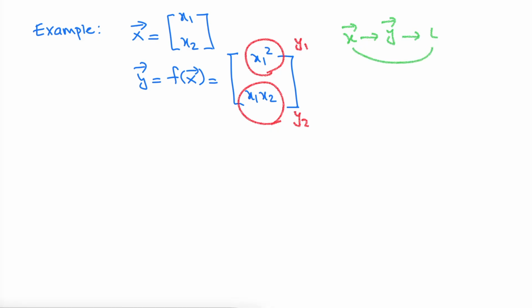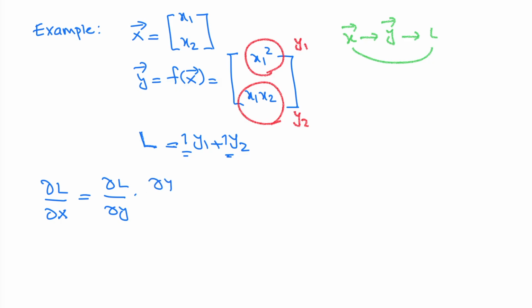So the way it works, x gives us y, which gives us L, and L is usually a scalar because it's a loss function. The way we can get that scalar output at the end is simply, let's say, we just add y1 and y2. This is a very common thing in deep learning and neural networks, which means that we technically multiply y1 by 1 and y2 by 1, and add them together to get L.